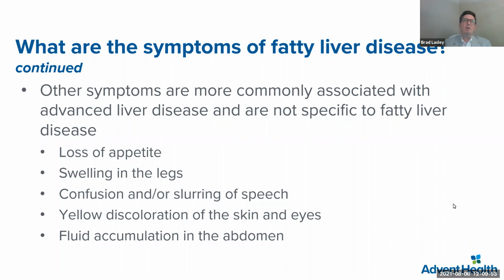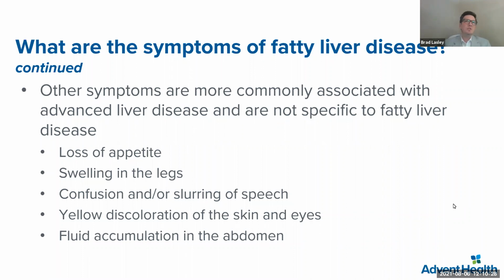Fibrosis is scored on a scale. F0, fibrosis stage 0, is no scarring on your liver. That's what you want to be. F1 is a little bit of scarring, kind of superficially of the liver. F2 is a little bit more, fibrosis stage 2, a little deeper. Fibrosis stage 3, we also call this advanced fibrosis, and fibrosis stage 4 is known as cirrhosis. So when we see symptoms associated with fatty liver disease, it's more commonly associated with advanced liver disease and not specific to the actual fat accumulation around your liver.